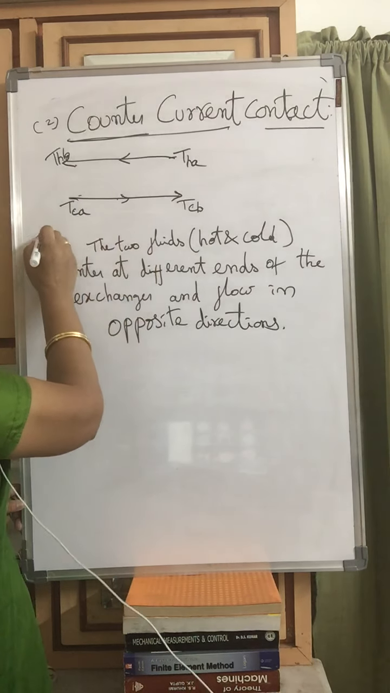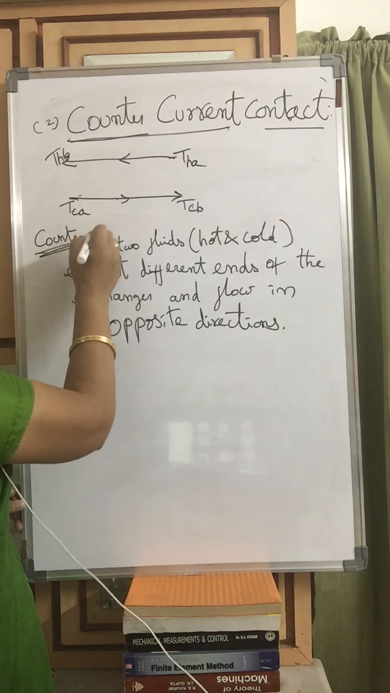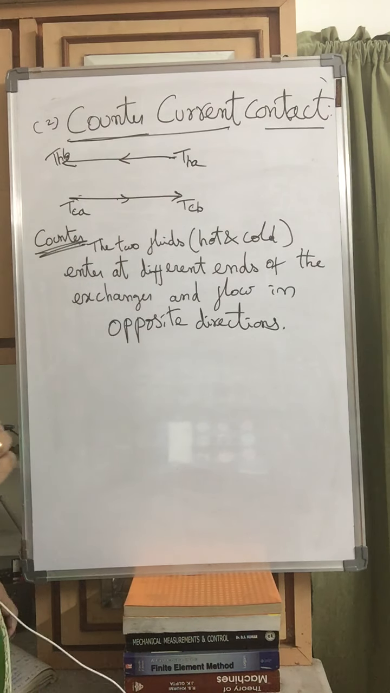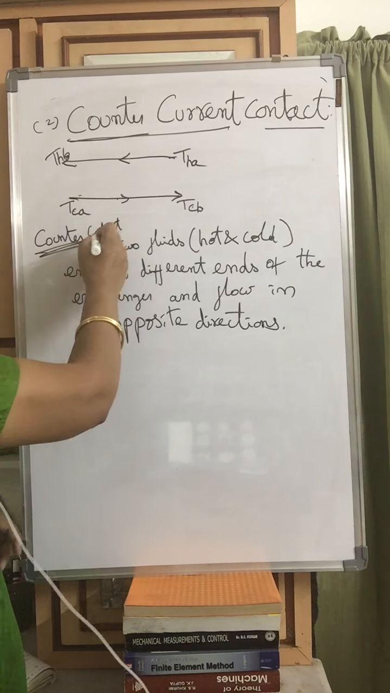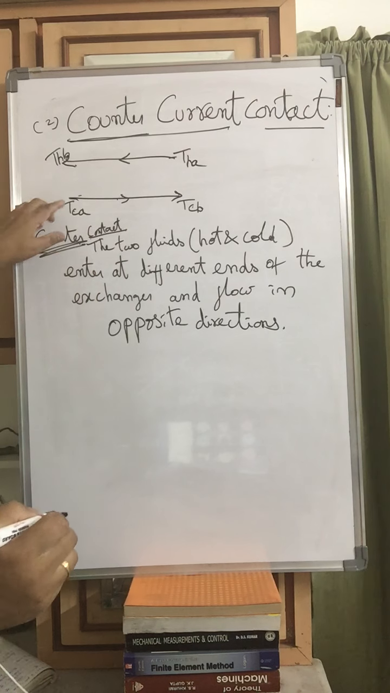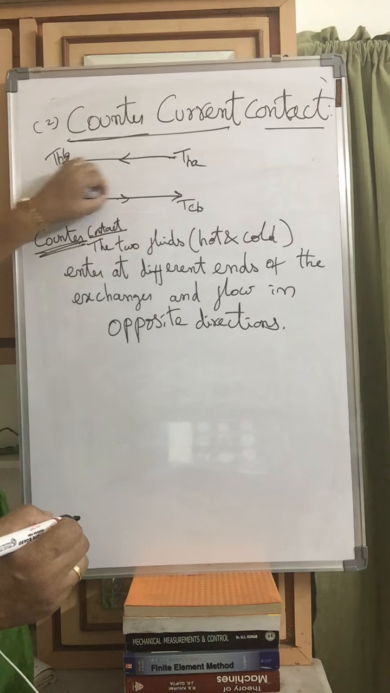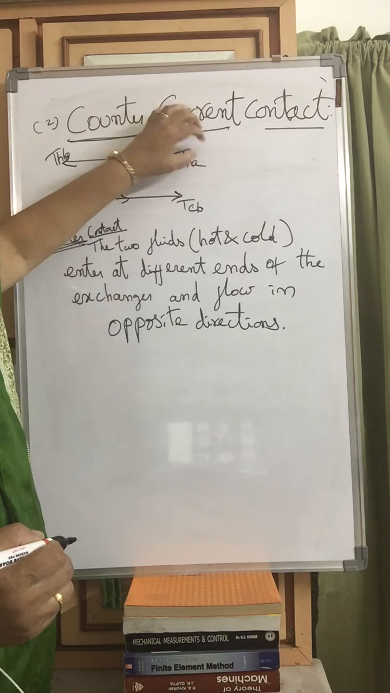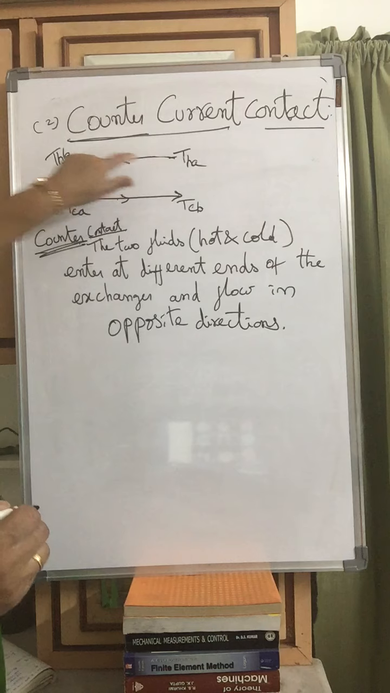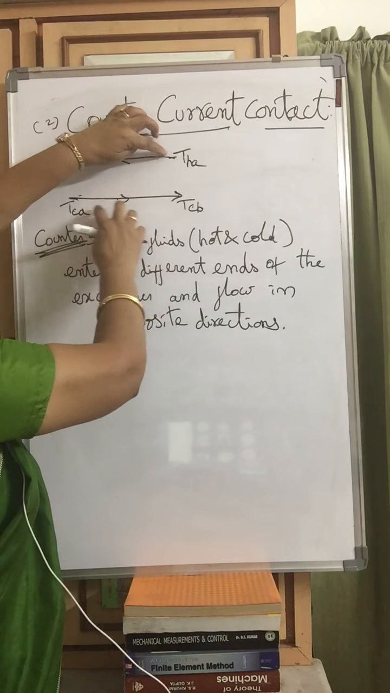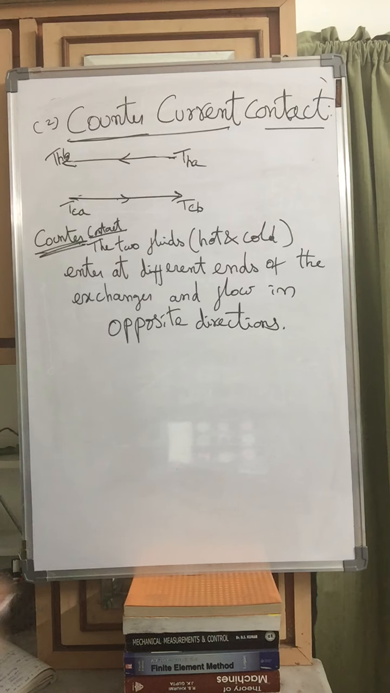This is what? Counter. This is a counter contact. This is the definition of counter contact. Two fluids: cold fluid is entering this end of the exchanger and flowing like this, hot fluid enters the other end of the exchanger and flows in the opposite direction like this. So this is a counter flow exchanger.